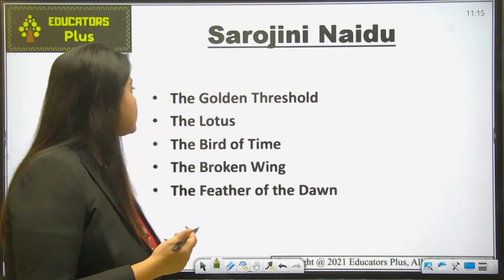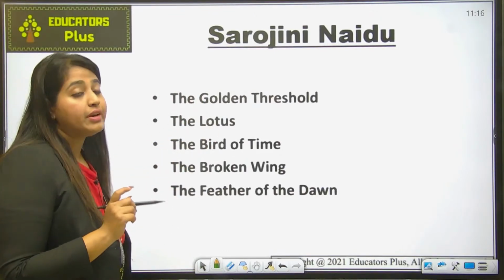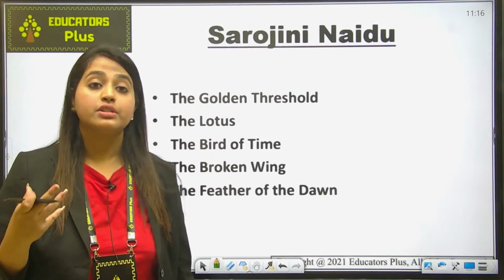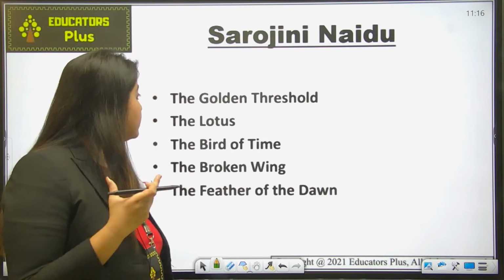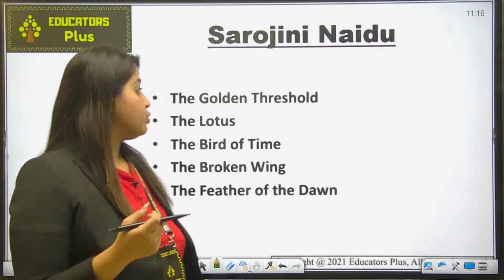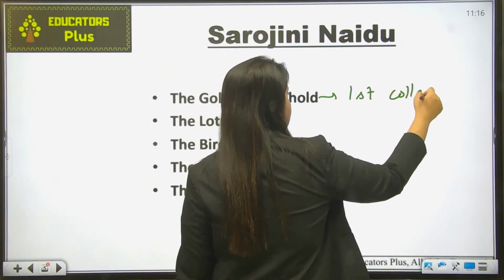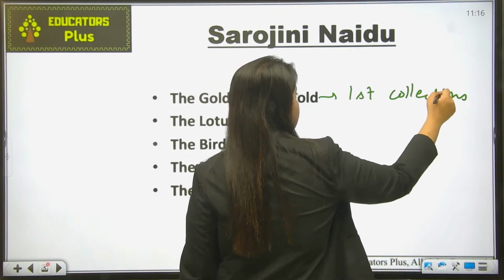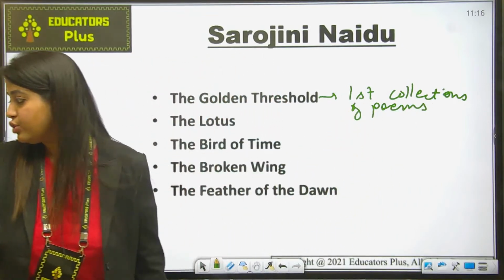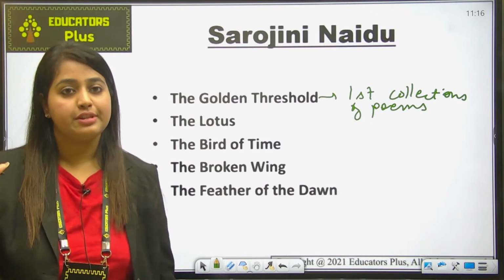And what are her works? The Golden Threshold, The Lotus, The Bird of Time, The Broken Wings, and The Feather of the Dawn. These are some of the important works written by Sarojini Naidu. And The Golden Threshold is the first collection of poems that was published by Sarojini Naidu. Please remember that The Golden Threshold is the first collection of poems published by Sarojini Naidu.